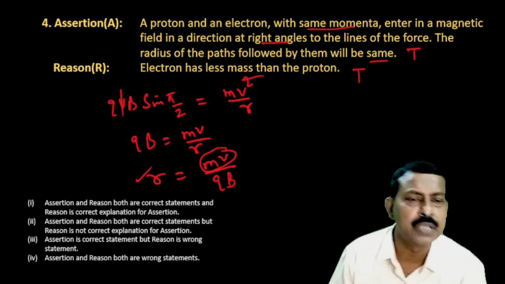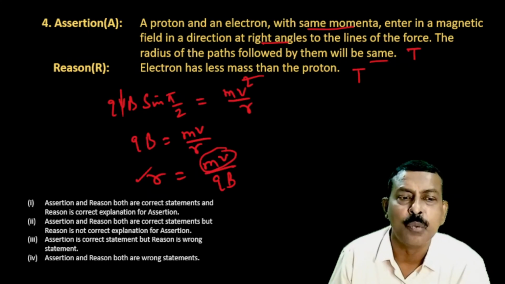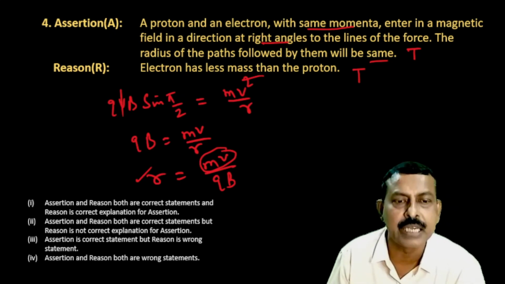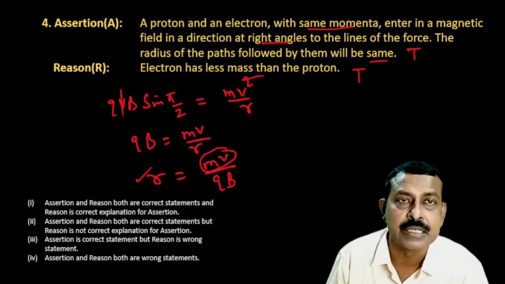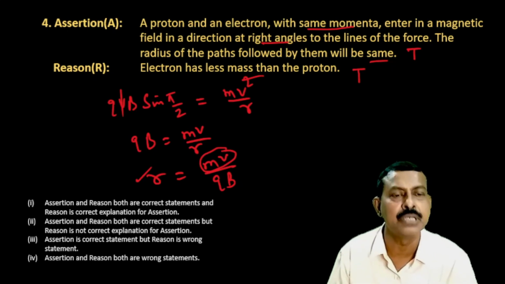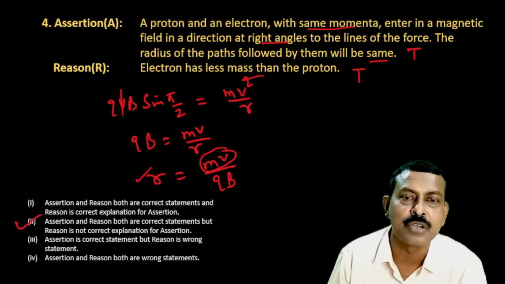Rather, you will see the statement is contradicting that. In the first part, we are saying that the radius will be the same, and in the second part, the mass is less. Of course, it is not the correct explanation of the assertion. So obviously, in this particular case, the second one is the correct option.